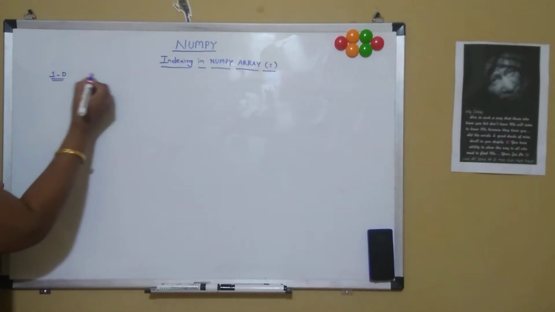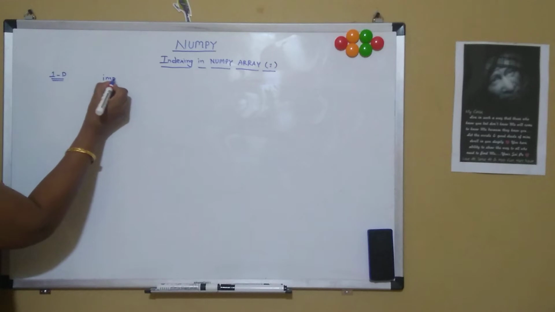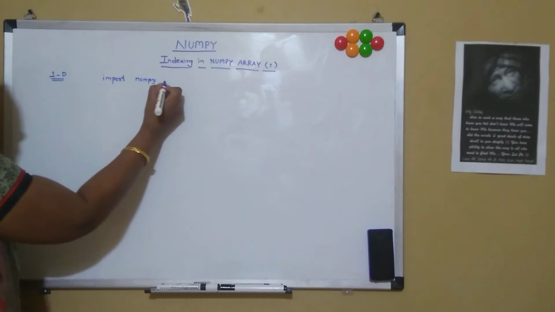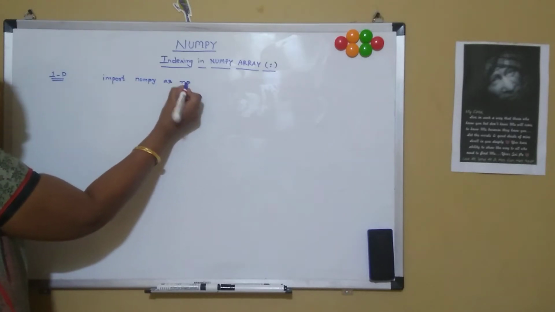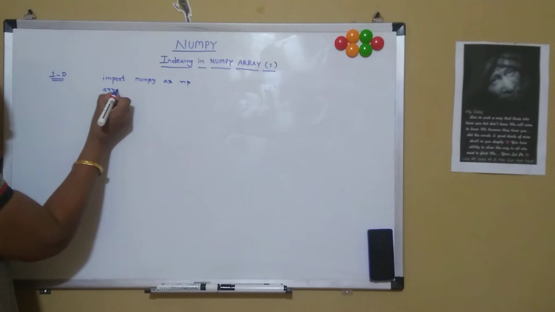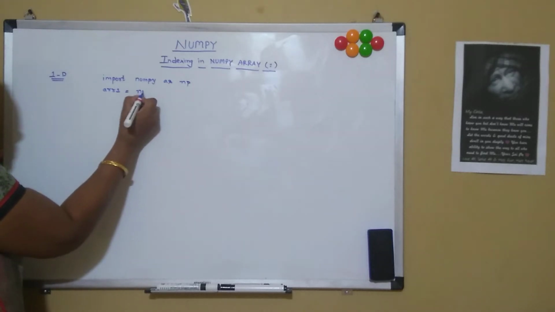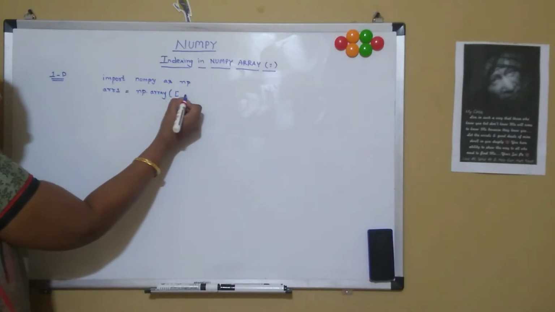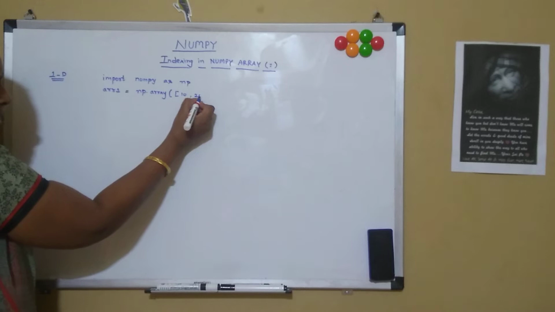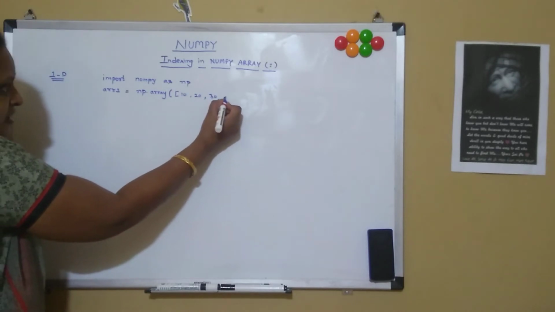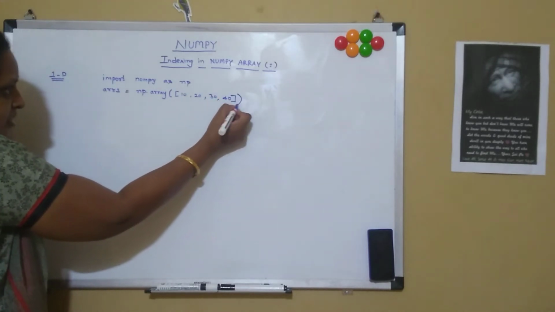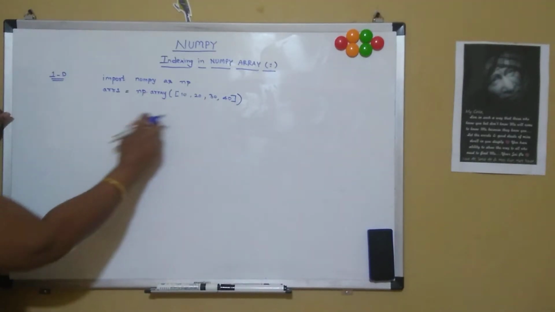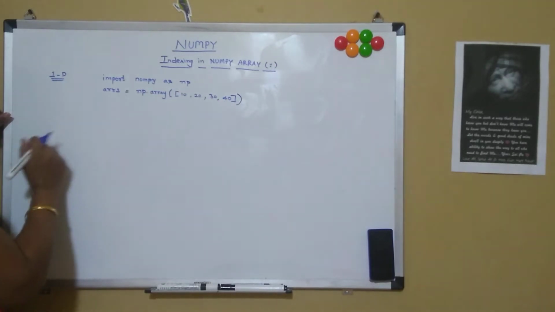Firstly, for the one-dimensional array, let me say import numpy as np, array1 is equal to np.array, and let me give a one-dimensional array 10, 20, 30 and then 40. So this is the one-dimensional array. Now let me print all the elements in this one-dimensional array.